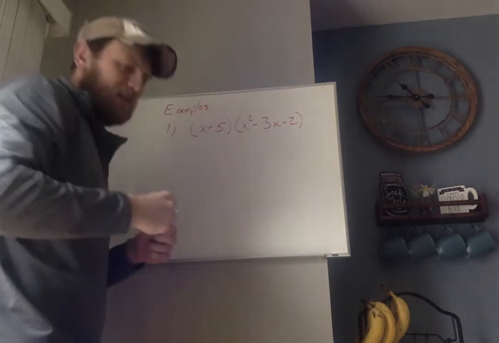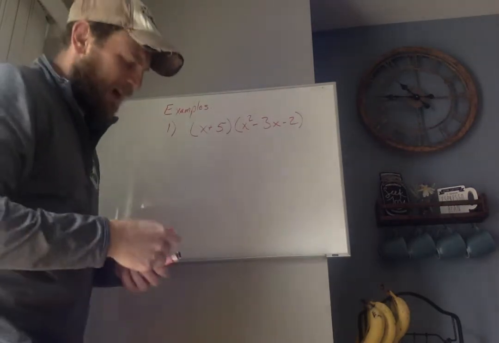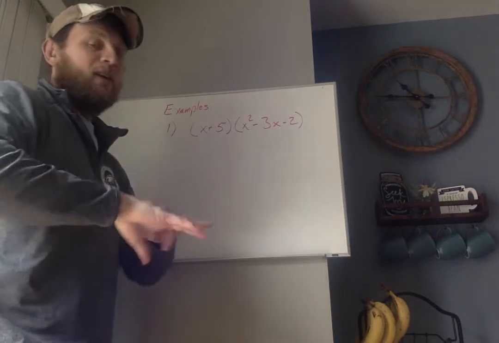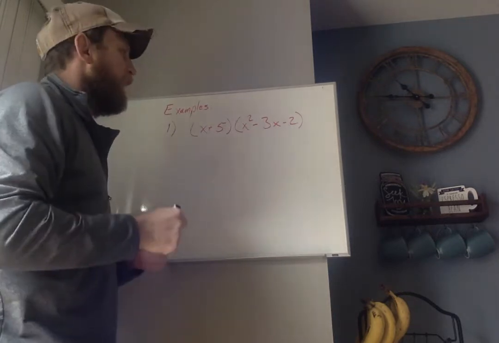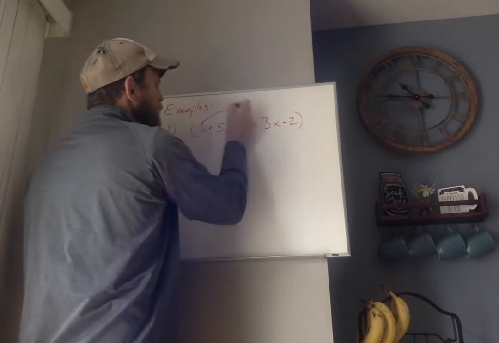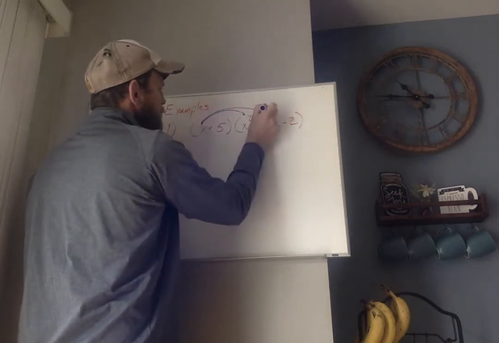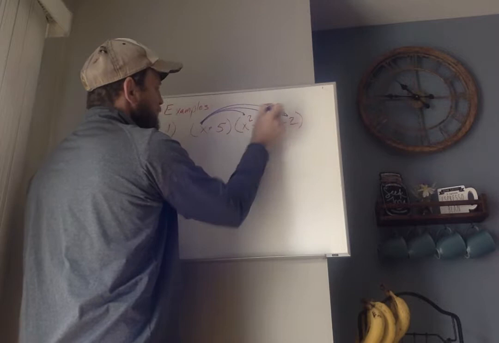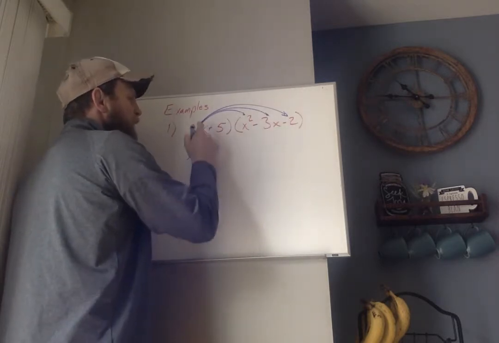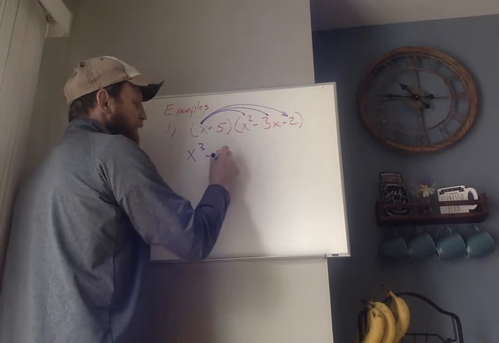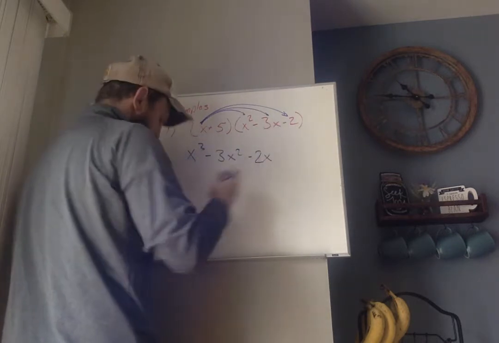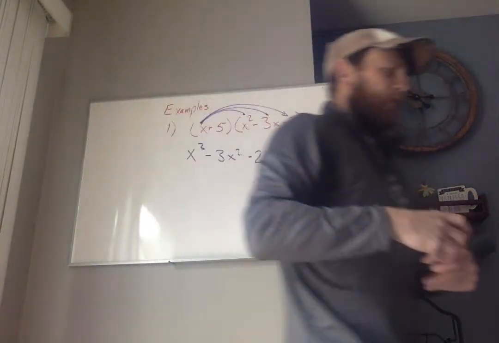So what do I do in this situation? How do I do this problem? Well, it's actually very simple. We can do it, and I'll show you two ways, through distribution. It's something we learned earlier. So distribution is where I'm just going to distribute that x to everything. So I'm going to do x times x squared. That's going to be x cubed. X times negative 3x, that's negative 3x squared. X times negative 2, that's negative 2x. So there's that part.